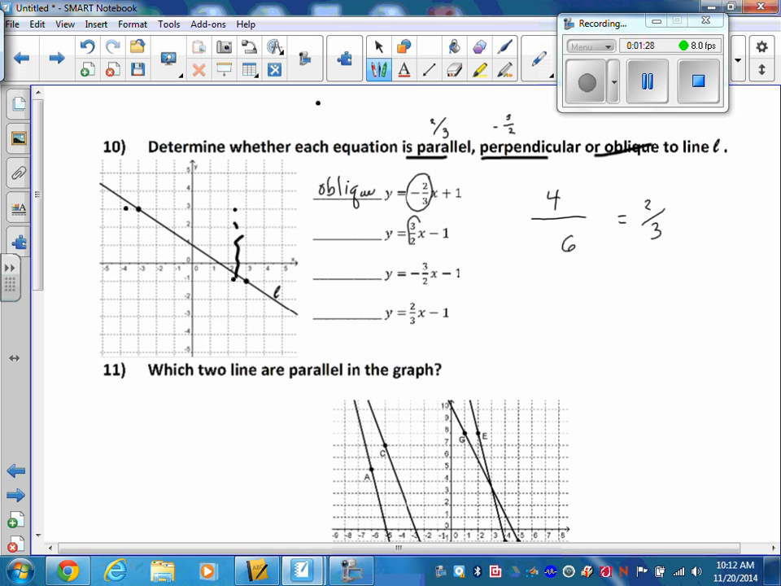This one is 3/2, and so I'm looking for this one, but it's missing the negative, so it is also oblique. So you do have to pay particular attention to those negative signs. So -3/2 is what I have here, so this one is perpendicular. And 2/3 is parallel. Now, remember, if these are not in y-intercept form, you will need to put them in y-intercept form before you can see the slope.